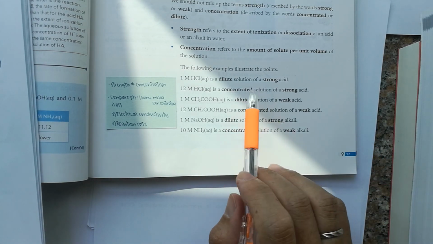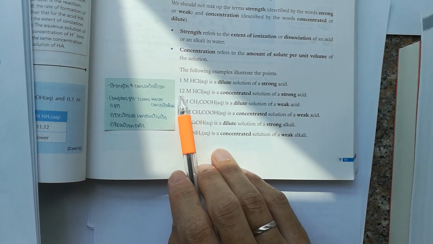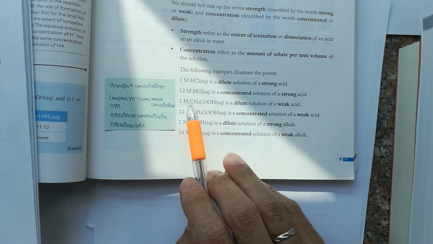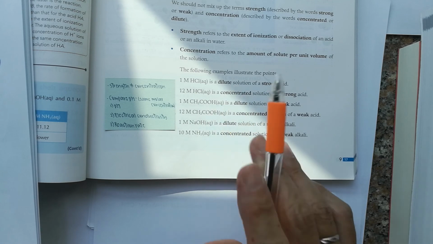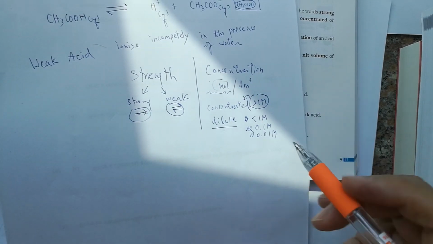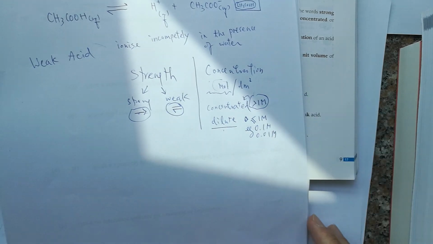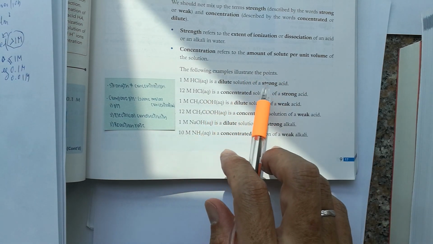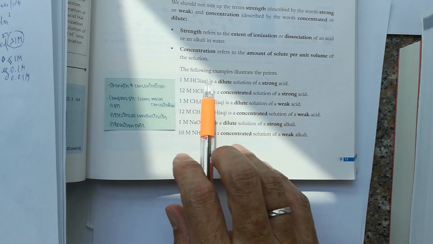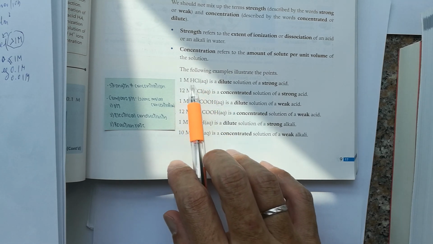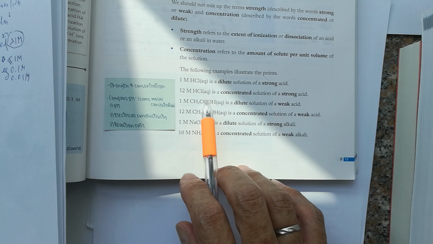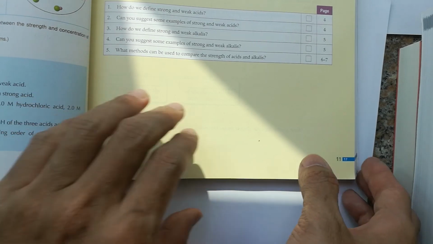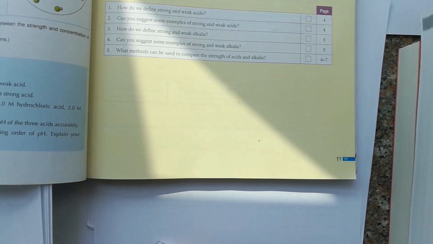Now, from our book, 12 M is concentrated, equal to 1 M is dilute. And then whether it is strong or weak depends on the arrows, whether it is completely ionized or incompletely ionized. Okay, that is the end of chapter 17.